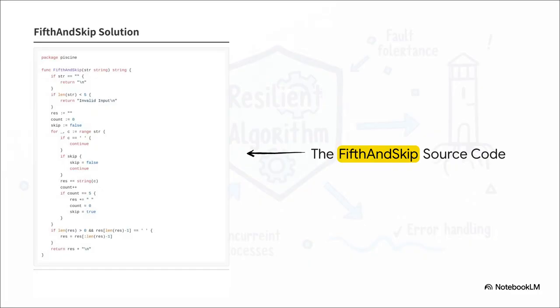So the goal of this first function, fifth and skip, is highly specific. It needs to keep exactly 5 non-space characters from a given string, and then entirely skip the 6th non-space character, repeating that pattern until the string ends. Now, at first glance, managing counts and skips and ignoring spaces all at the same time sounds like a total recipe for messy, nested logic. But as you'll see, the way this is handled is incredibly graceful.